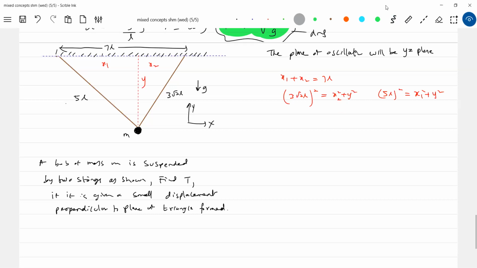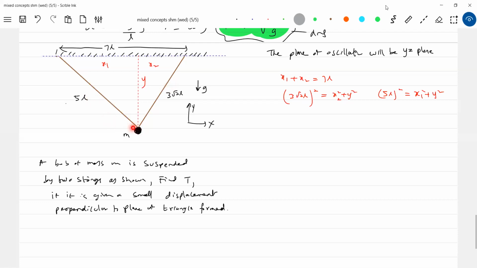Solving these three equations, we will get x1 and x2. After getting x1 and x2, we can calculate y. From y, we can go for the effective length. So the time period of oscillations will be 2 pi root of y by g. So this is the effective length of the pendulum, not this 3 root 2L or 5L.